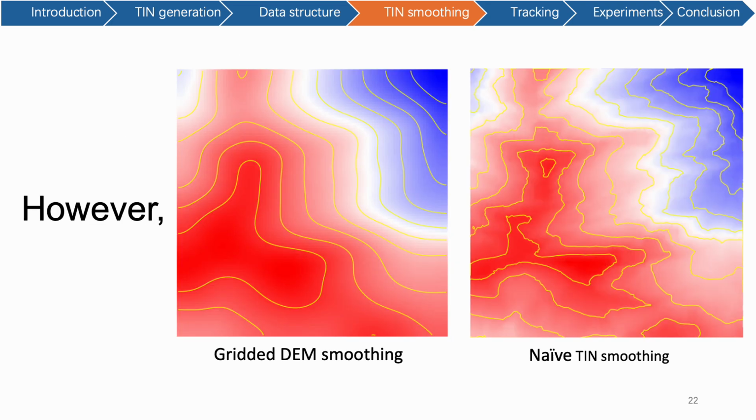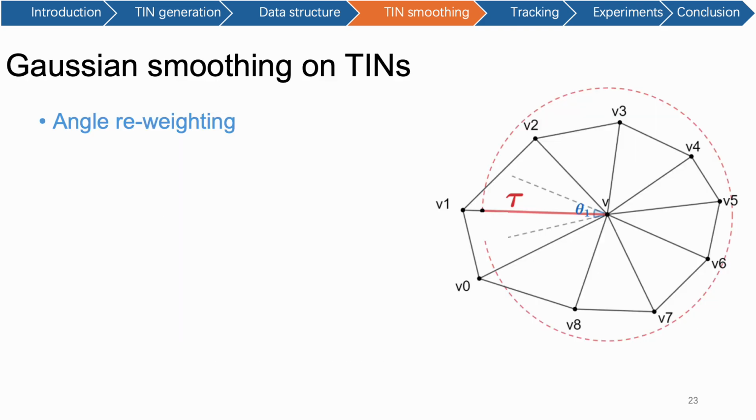However, this naive adaptation of Gaussian smoothing from raster data to a TIN does not perform well. As you can see, contour lines on the right indicate the smoothing does not work as expected. Notice that different from a regular grid, neighboring vertices on a TIN are distributed unevenly. We propose to reweight their contributions to the smoothing operation based on the angle each neighboring vertex shares.